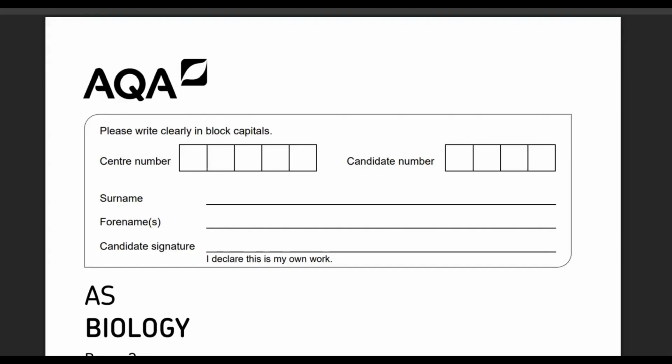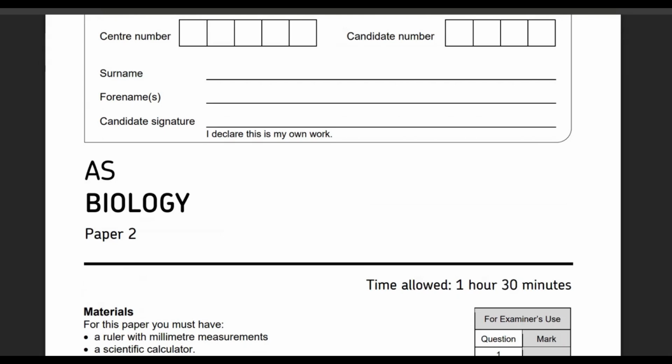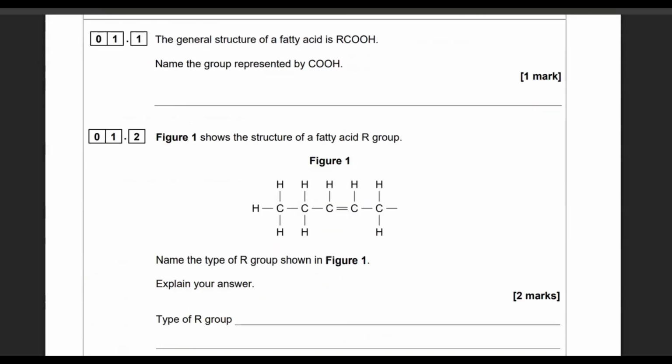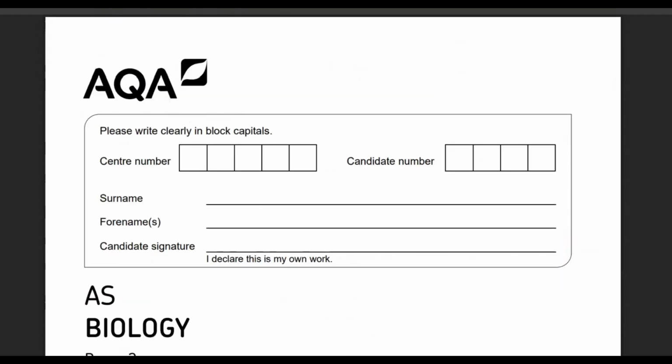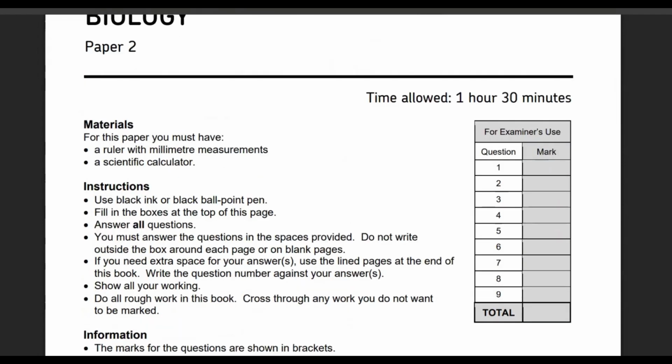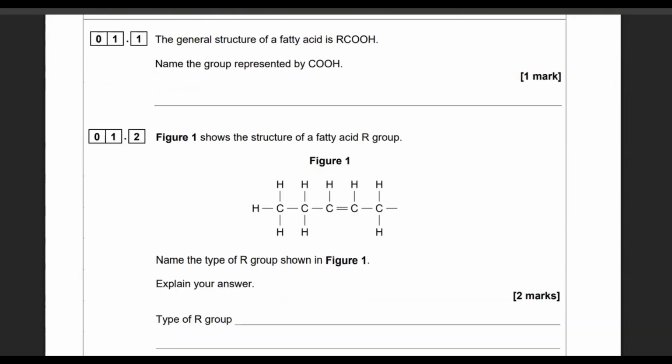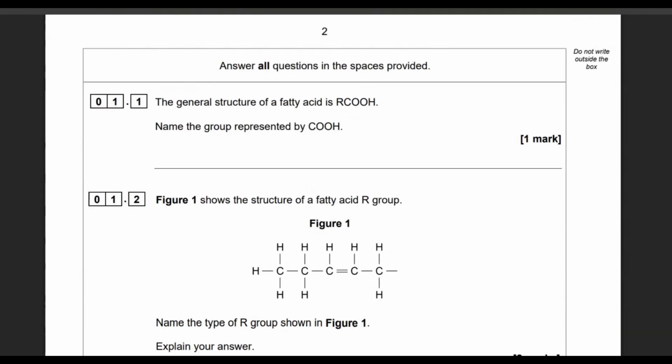Okay, welcome to Let's Get to the Marks. I'm going through the AS-Biology Paper 2 for 2021. This is for AQA. Make sure you pause the video at the start of each question, grab a pen, grab some paper, grab a calculator, have a go at the question, and then unpause and watch my explanation. All right, guys, let's get into it.